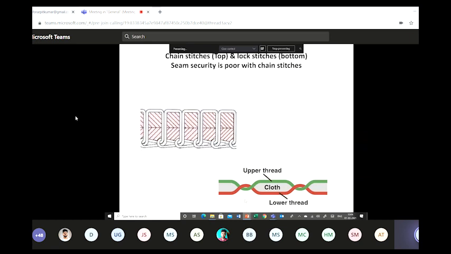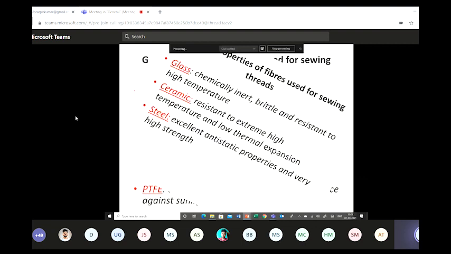If the loop is very small, what happens? Both the threads may not get interlaced, right? So the loop forming characteristics of any thread have to be good. They have to form a bigger loop. Otherwise, the interlacing or interlooping, here it is interlooping, will not be possible. So the sewing will come to a standstill. That is called missed stitches. So loop forming characteristics are very important for any thread.